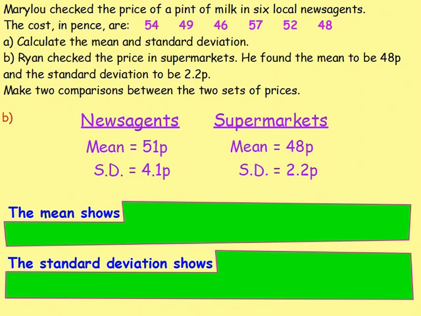Part B, Ryan checked the price in supermarkets. He found the mean to be 48 pence and the standard deviation to be 2.2 pence. Make two comparisons between the two sets of prices. So once again, what I would do is just sum up everything that you have so far. So in the newsagents, which is where Mary Lou was looking, there was a mean of 51 pence. We found that just in part A, and a standard deviation of 4.1, or 4.10 is what we found. It tells us in part B that Ryan checked the supermarkets, and in the supermarkets there was a mean of 48 pence and a standard deviation of 2.2 pence.